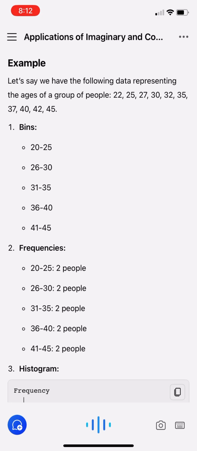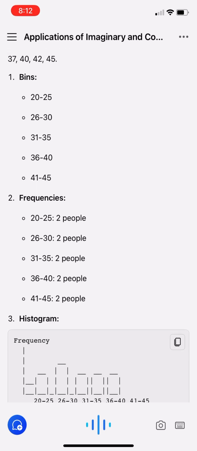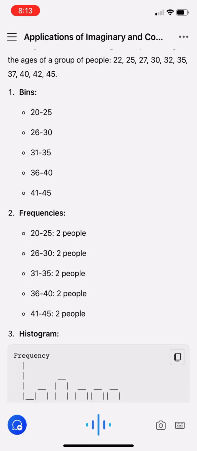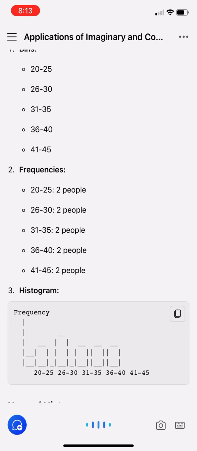Example. Let's say we have the following data representing the ages of a group of people: 22, 25, 27, 30, 32, 35, 37, 40, 42, 45. Bins. 20 to 25. 26 to 30. 31 to 35. 36 to 40. 41 to 45. Frequencies. 20 to 25, 2 people.